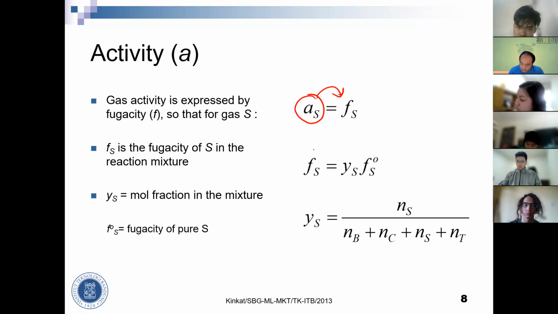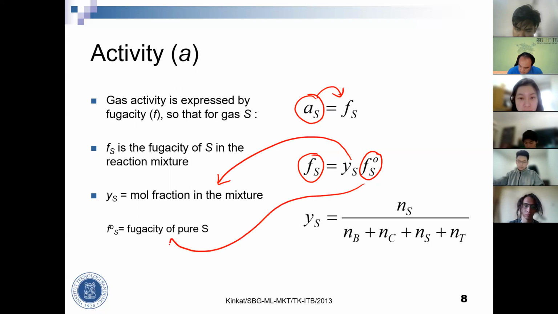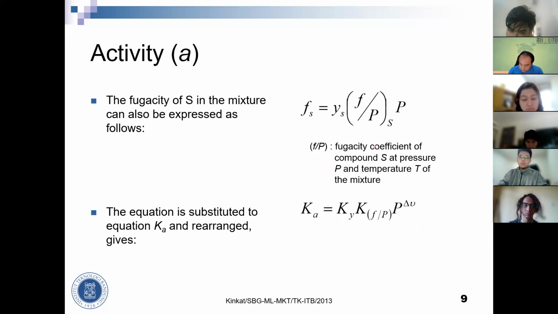Okay, in thermodynamics, I think Pahadev already mentioned the fugacity of the mixture. The fugacity of the mixture is the multiplication of its mole fraction multiplied by the fugacity of its pure condition. The problem is how we evaluate the fugacity.